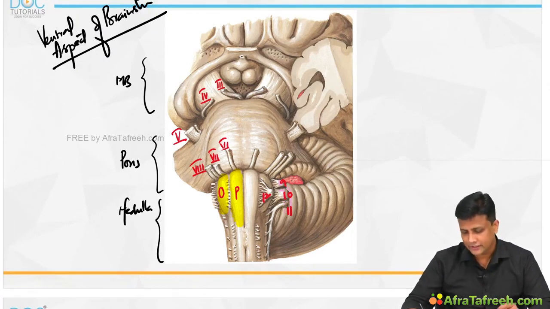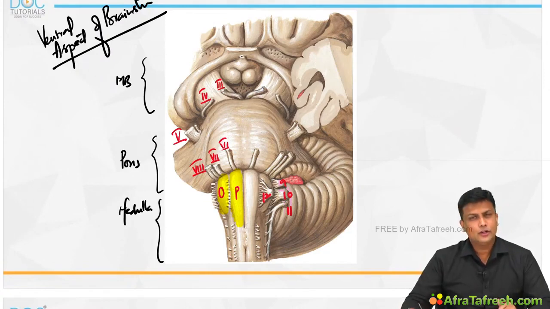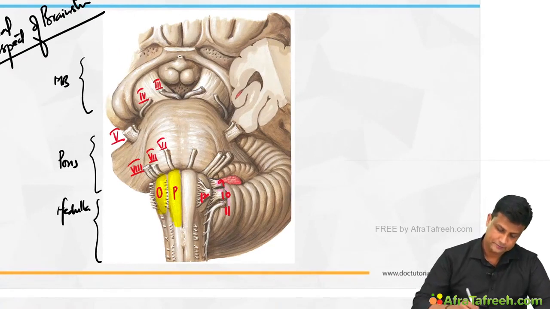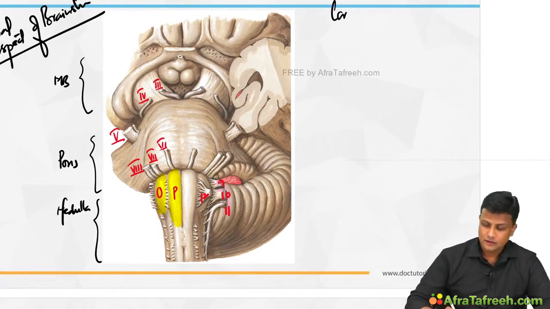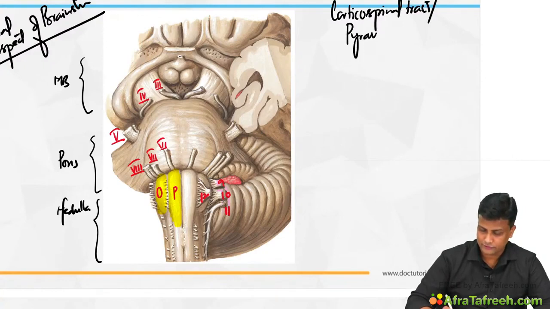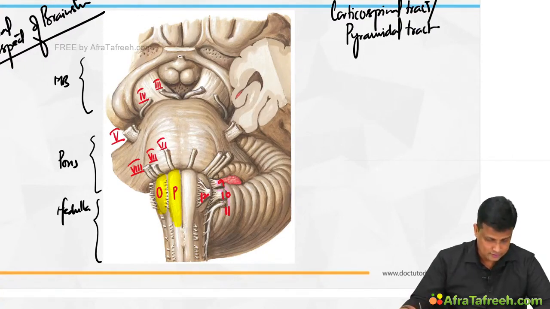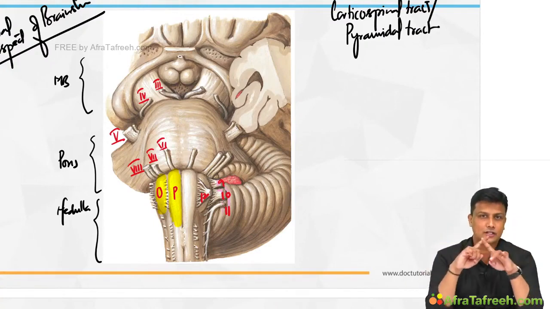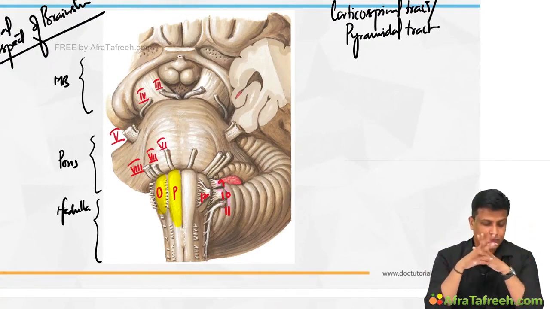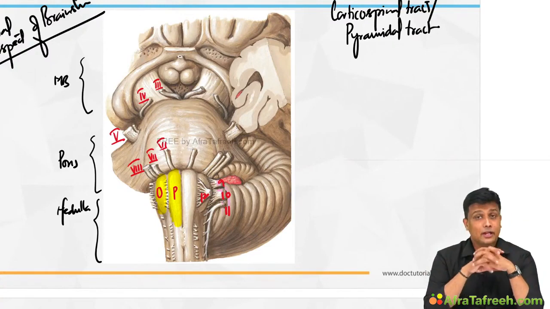What is the question that they have asked here? Question number 1. Just now I told you about the corticospinal tract. Corticospinal tract is nothing but the pyramidal tract. The another name of the corticospinal tract, remember, is also known as the pyramidal tract. You know very well, it's a very famous thing, guys. The pyramidal tract is going to cross, and that crossing is referred to as the pyramidal decussation.